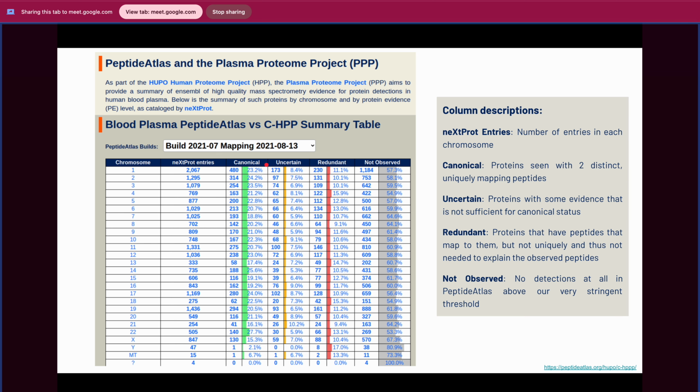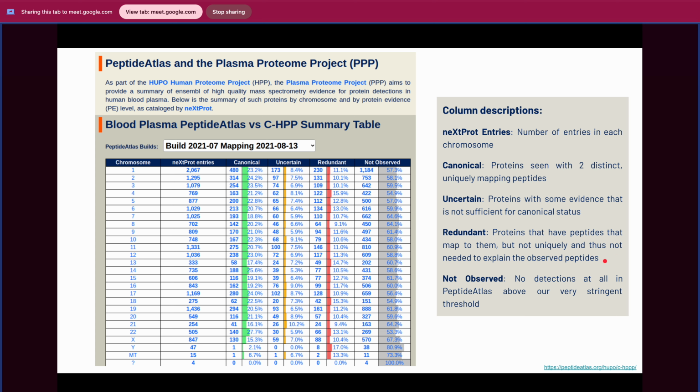Canonical means the peptides which are normally available, for which the evidence is available. Here canonical means proteins seen with two distinct or uniquely mapping peptides. So we can also call them those for which greater evidence is available. Then uncertain means proteins with some evidence that is not sufficient for the canonical status.